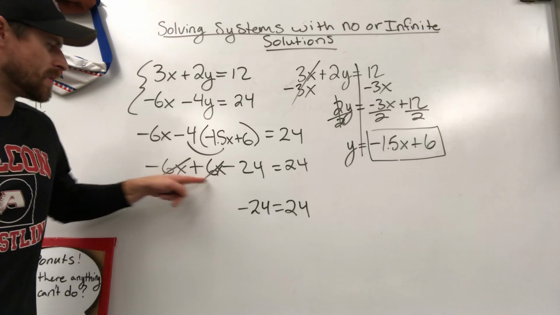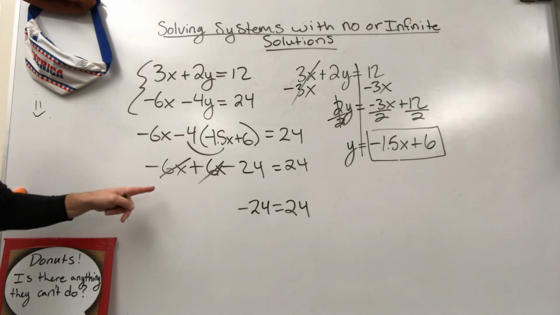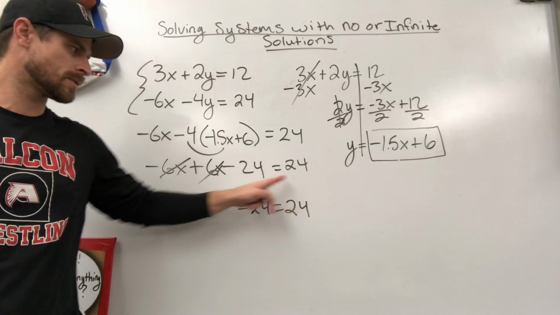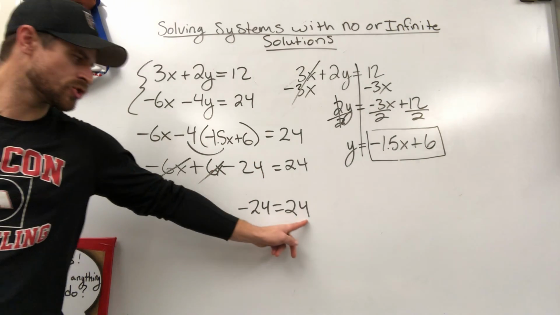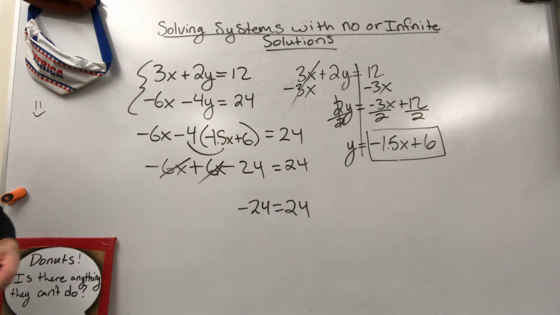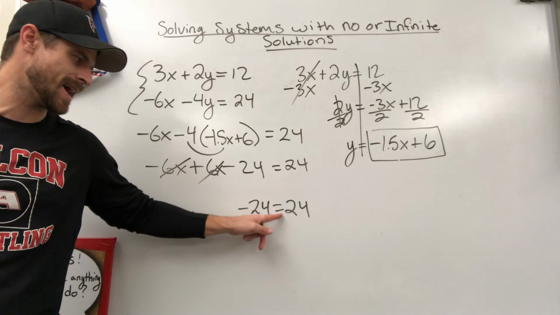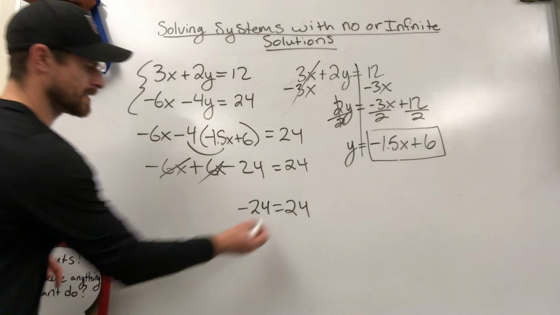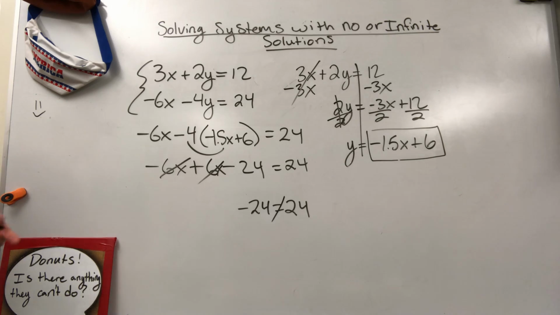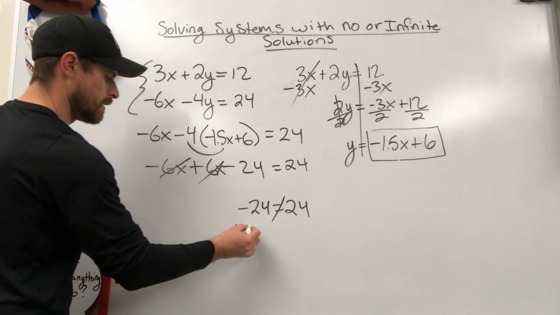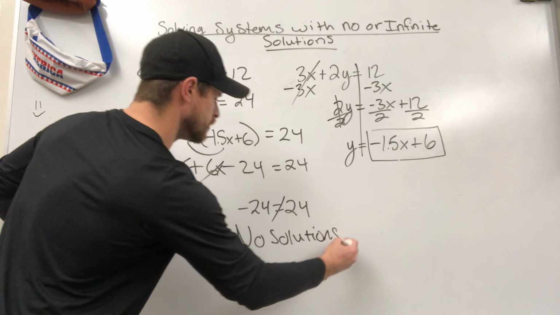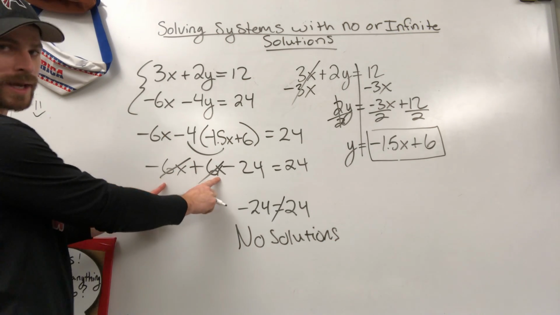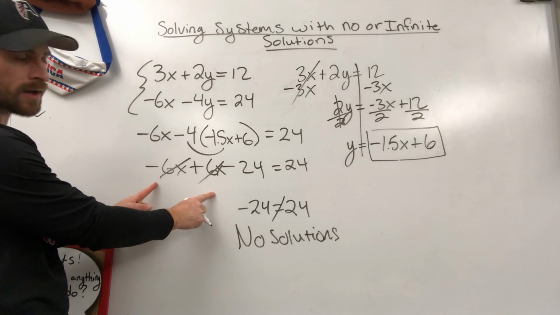When this happens, when your variables go away completely and you're only left with constants, regular or good old-fashioned numbers, if the statement is true, it would be infinite solutions, but -24 is not equal to 24. That is a false statement. Therefore, this would have no solutions. So a lot of it comes down to, did your variables go away completely once you started doing the algebra?